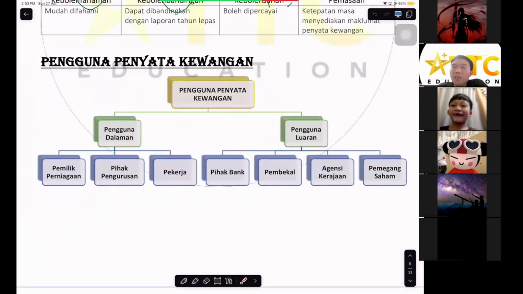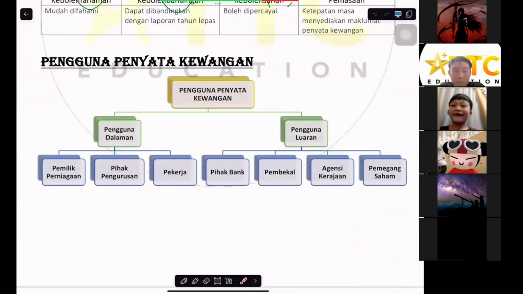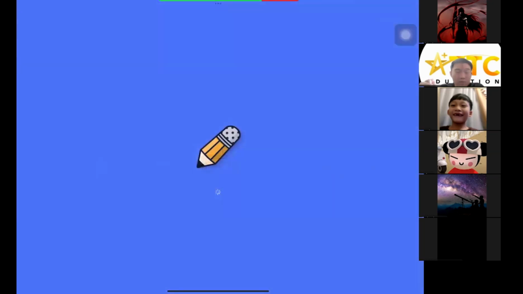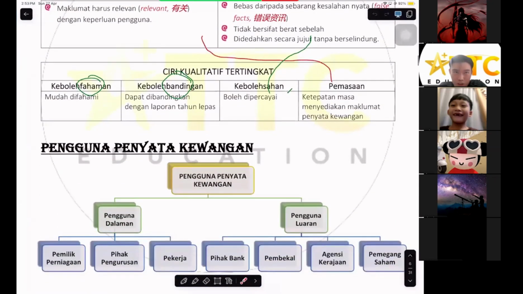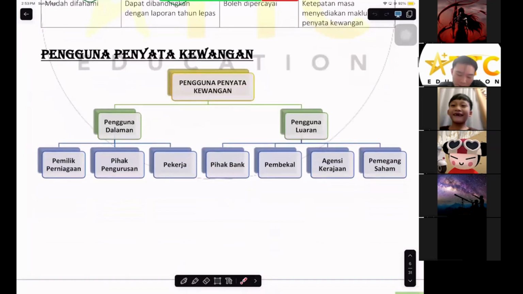Okay, pengguna, who are the users of your penyata kewangan? There are internal people and external people. Internal people, the bosses, because they want to know whether the company is doing well or not, so they can plan for the future. Pekerja need to know whether your company is still stable and their job is secure or not. Outside people use your report for what? Bank and pembekal just want to know your hutang. Are you able to pay back the hutang? Pinjaman bank. Pembekal, your ABB.